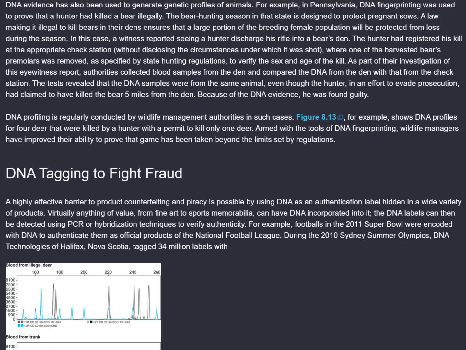The tests revealed that the DNA samples were from the same animal, even though the hunter, in an effort to evade prosecution, had claimed to have killed the bear 5 miles from the den. Because of the DNA evidence, he was found guilty.